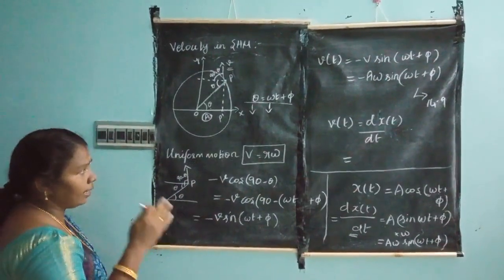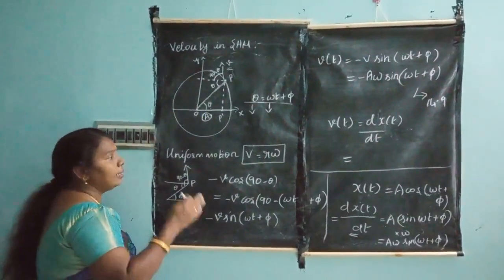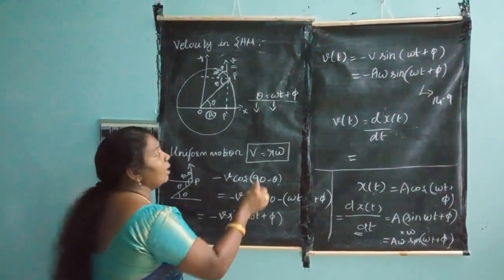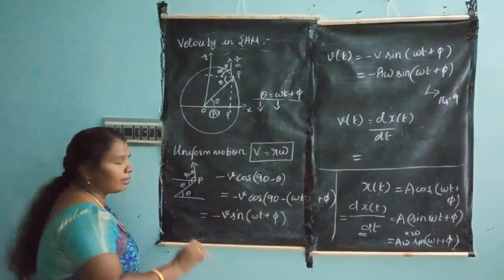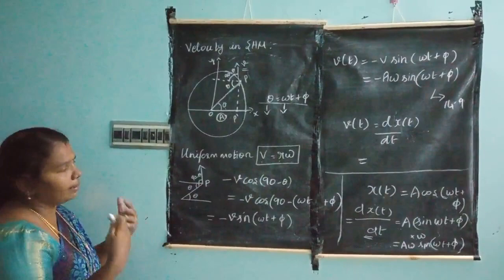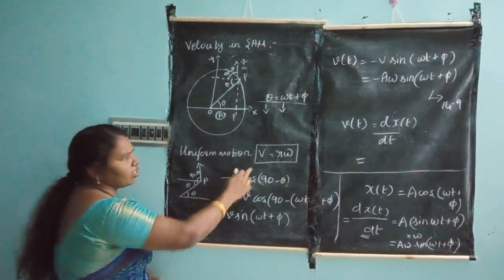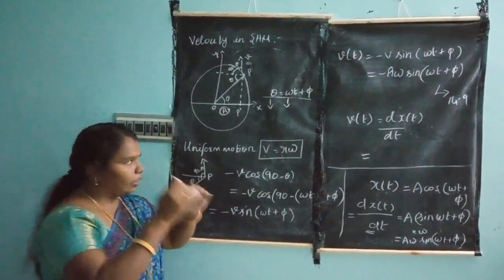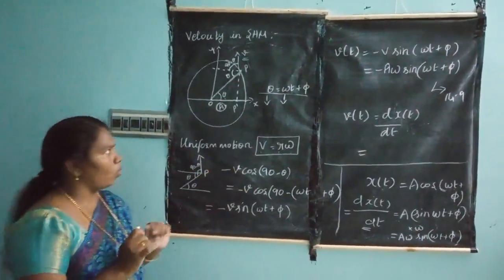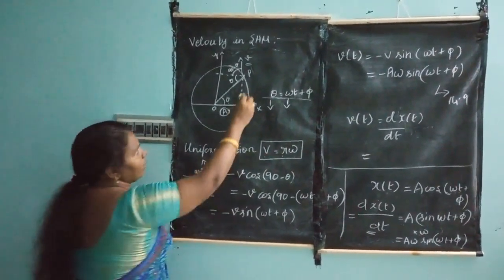It is the relationship. Uniform circular motion means there is a constant speed. When you consider a constant angular speed, the linear velocity and angular velocity are related by the radius. This relationship we have already discussed in earlier classes. Now I am taking that concept here: v is equal to r into omega. See, now the particle is projected here.